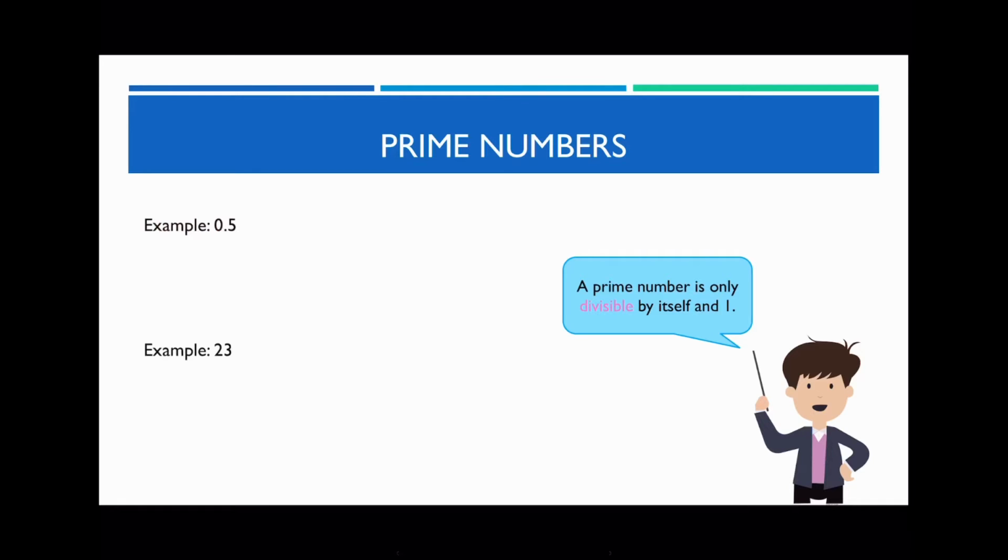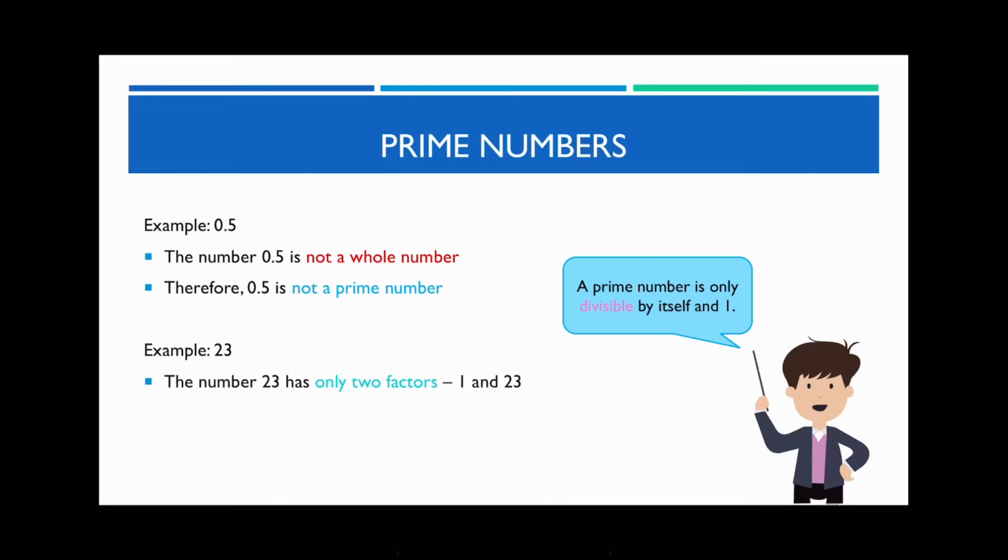So the number 0.5. Now remember, we said a prime number has to meet 2 conditions. It needs to be a positive whole number and it has to have 2 factors. In this case, 0.5 is not a whole number, so therefore this is not considered to be a prime number at all. And for the last example on this slide, 23, we need to think of all the factors there are. If it has more than 2 factors, which is 1 and 23, then it's not considered to be a prime number. In this case, 23 only does have 2 factors, 1 and 23. So as a result, 23 is considered to be a prime number.